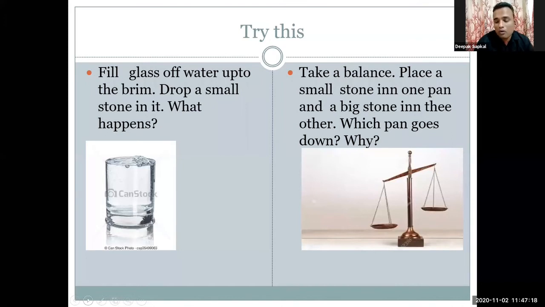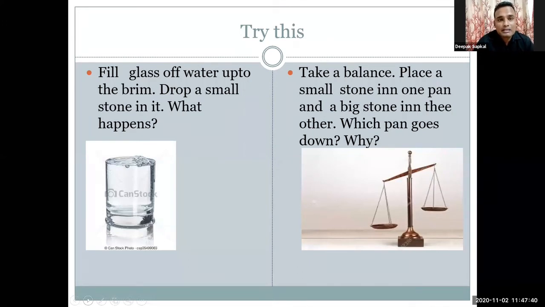Understood? So volume is the three-dimensional space occupied or enclosed by a substance. It is a three-dimensional concept. You can see over here. Suppose in the next, we'll see, take a balance.